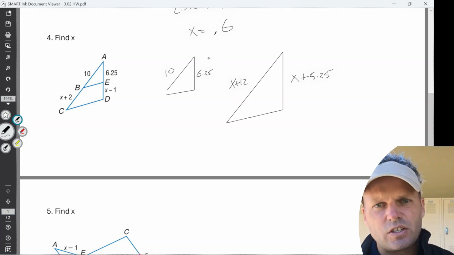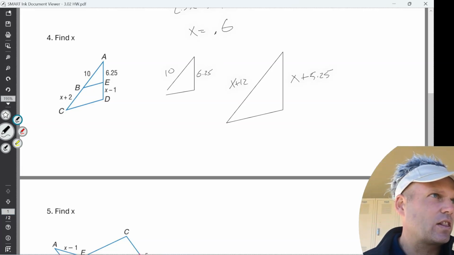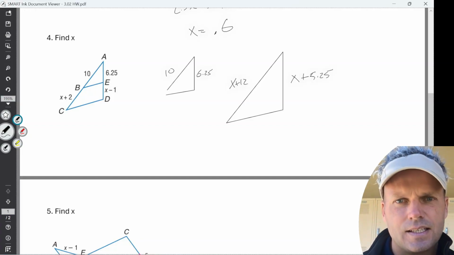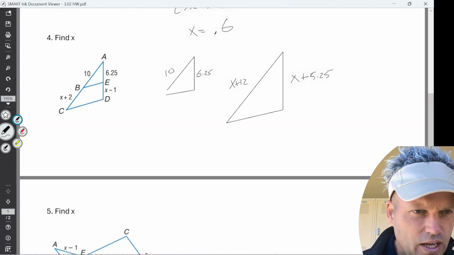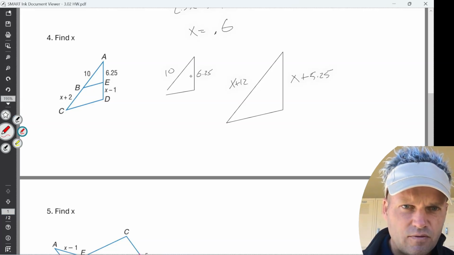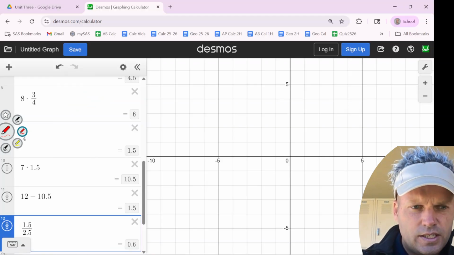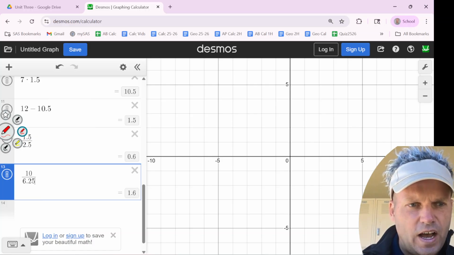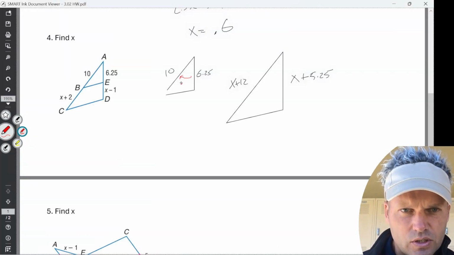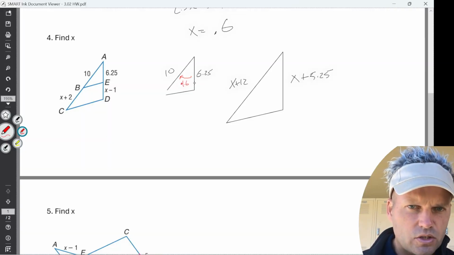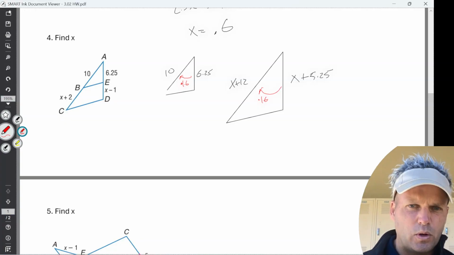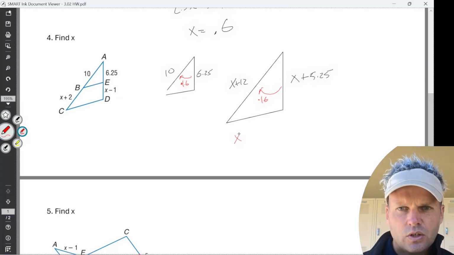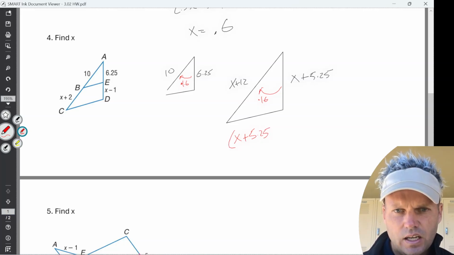Now, this is a very good question because you have to look at the relationships of the side lengths. You cannot say this triangle is this many times bigger than this triangle. So I am going to say that the longer side length of my triangle is 10 divided by 6.25, which is 1.6 times the length of my smaller side, which means x plus 5.25 times 1.6 will equal x plus 12.